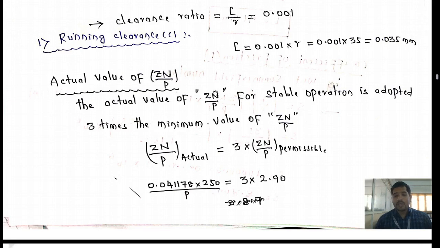After getting the value of running clearance, we need to find out the actual value of Zn by P. Clear? The actual value of Zn by P for stable operation, we need to adopt 3 times. Zn by P actual equal to 3 into Zn by P permissible. Clear? Then Z, dynamic viscosity, how much we got here? 0.041178 into speed, how much? 250, by P actual. Permissible 3 as it is. Zn by P we are taking here 2.90.